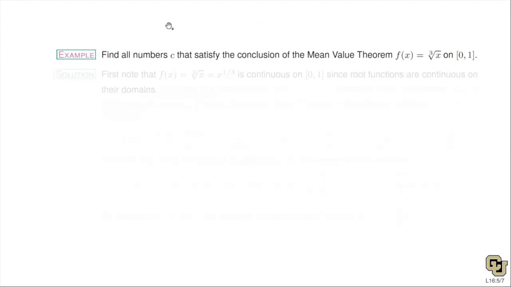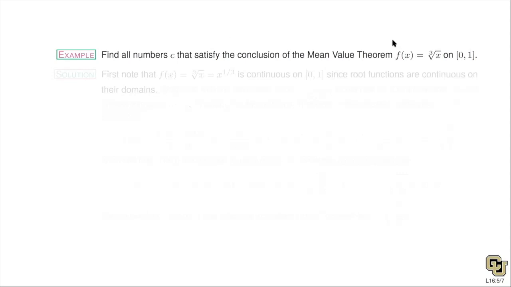So here's a very artificial problem. I just want to find all the numbers c that satisfy the conclusion of the mean value theorem for the function f of x equals cube root of x on [0, 1]. What does that mean? Remember, the mean value theorem says there's a number c such that f prime of c equals f of b minus f of a over b minus a. So I want to find that number c.